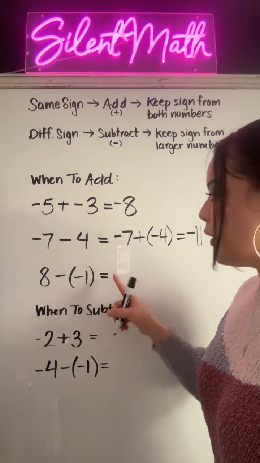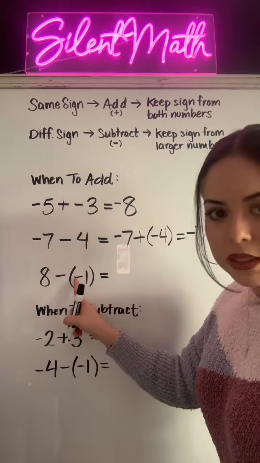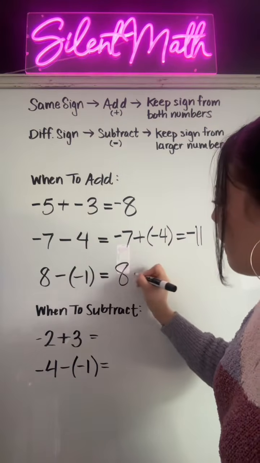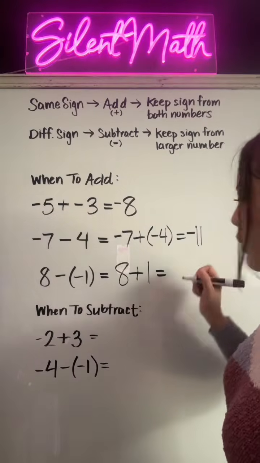Let's do the third scenario. When you have a double negative like this, a negative times a negative is a positive. So we're going to rewrite it as 8 plus 1. And then this becomes a normal addition problem. 8 plus 1 is 9.